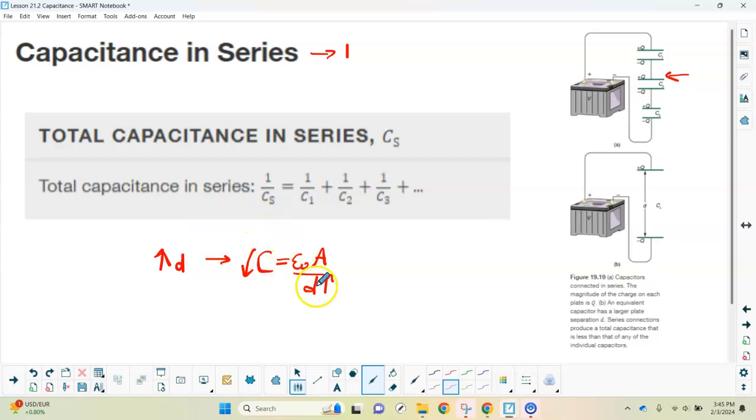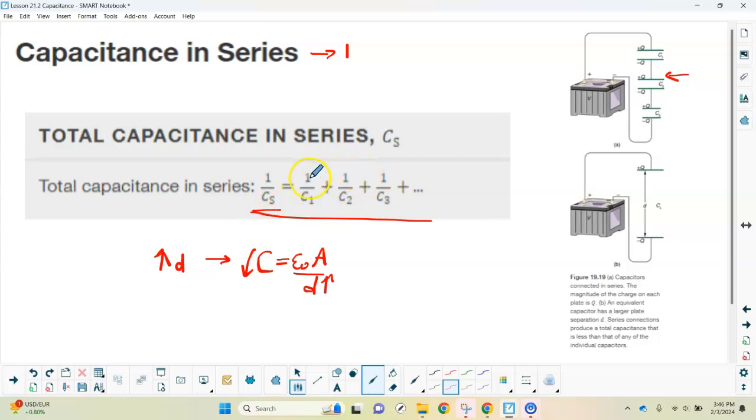So they decrease. So the more capacitors you have in a row in series, the smaller the total or equivalent capacitance is. So this is the equation that relates them. So it's an inverse, kind of like 1 over C1 plus 1 over C2 plus 1 over C3. C1, C2, and C3 are the individual capacitances of the individual capacitors you're connecting in series. And then CS is like that equivalent capacitance.